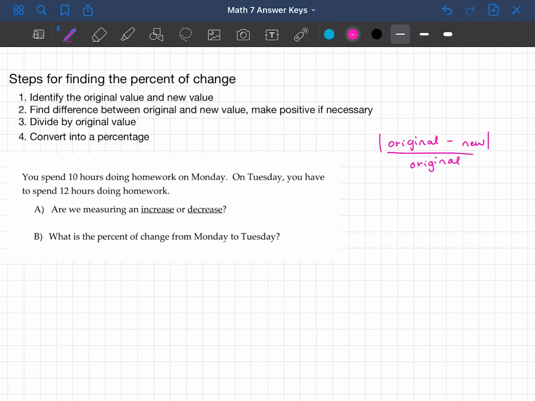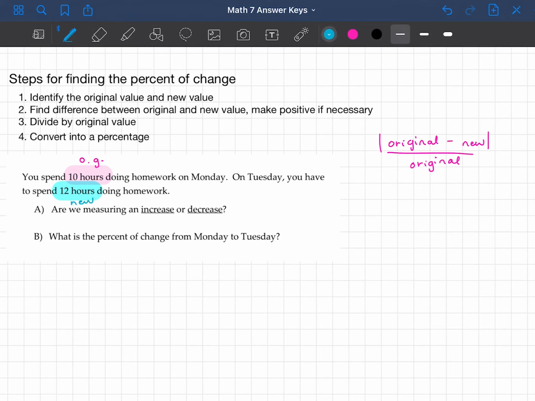When we're finding the percent of change, we have to identify in the problem the original value and the new value. So in our example over here, I spend 10 hours doing homework on Monday. So that's my original. Right away it tells me the starting value. I'm going to go ahead and highlight this. Then on Tuesday I have to spend 12 hours doing homework, and that's my new value. So again, I'm going to highlight this. I'm going to label it new. That way when I fill in my formula, I'm ready to go.